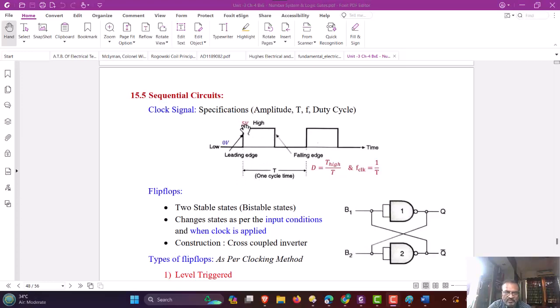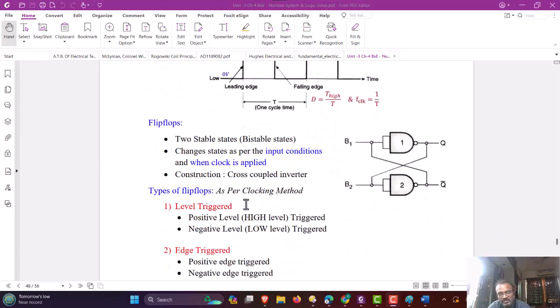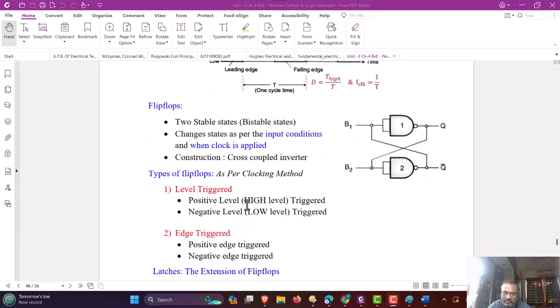When the output changes from 0 to 1, it is called the leading edge or positive edge. And when the clock output changes from logic 1 to logic 0, it is called the falling edge, trailing edge or negative edge. Here, the time required for one cycle of the clock is called the time period of the clock. And the reciprocal of the time period is the clock frequency. Similarly, the high time divided by the total time period of the clock is called the duty cycle of the waveform.